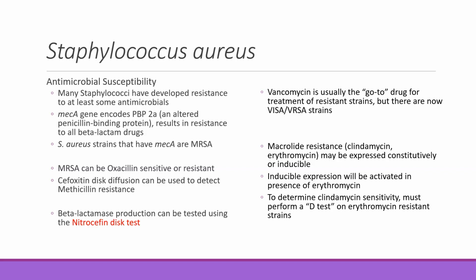Cefoxitin disc diffusion can be used to detect methicillin resistance. We also have beta-lactamase production that can be tested using the nitrocefin disc test. All in all, vancomycin is usually the go-to drug for the treatment of these resistant strains. But now we're finding vancomycin resistant Staph aureus. We can see macrolide resistance, which may be expressed or inducible. Inducible expression will be activated in the presence of erythromycin. And to determine clindamycin sensitivity, you must perform a D-test on erythromycin-resistant strains.